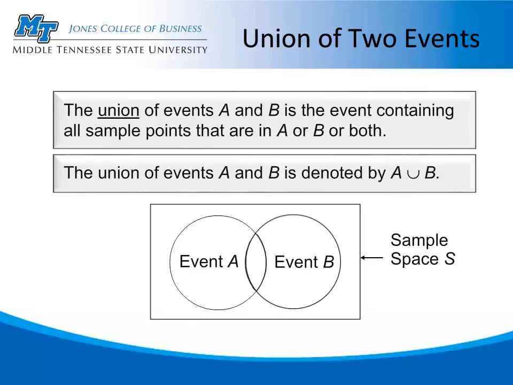If an outcome is in the event A but not in the event B, or if an outcome is in the event B but not in the event A, or if an outcome is shared by the two events, A and B, all of those outcomes are in the union of A and B. Another word for the union is OR. A or B is going to be comprised of all the outcomes that are either in A, or in B, or in both.